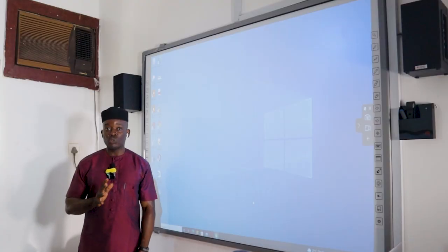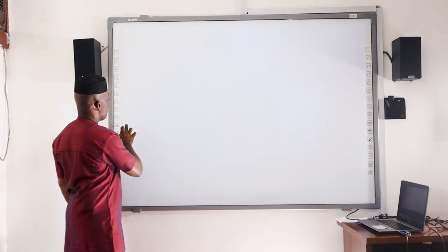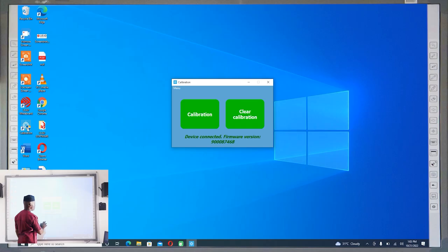The first thing you have to do after installation is to run your calibration, which is done once. Now, I want to show you how to calibrate LEAD Interactive Whiteboard. Double tap on the calibration. You just click on yes. I have calibrated the board before, but I have to clear that calibration.